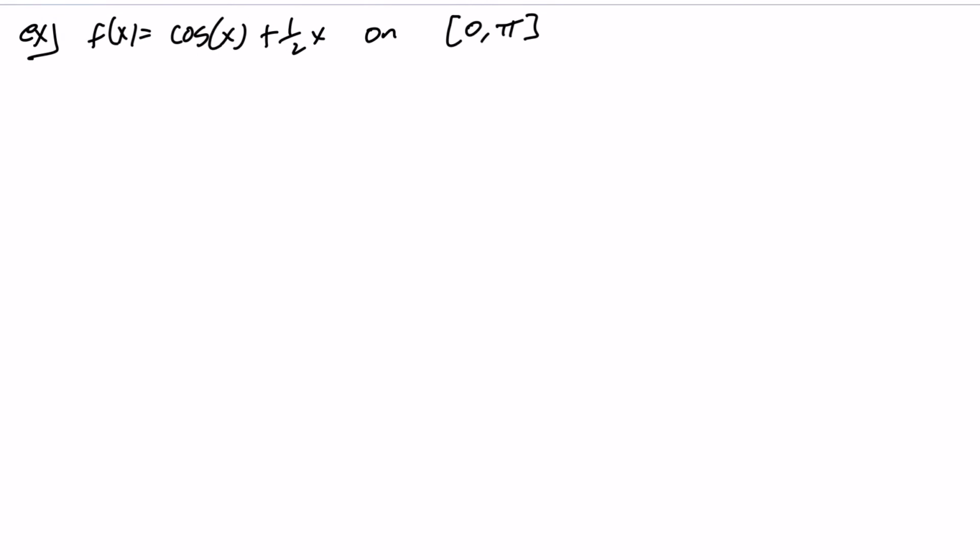Let's do an example with some trigonometry, shall we? So here we have the function cosine of x plus 1/2 x. And we're on the closed interval from 0 to pi. So now instead of dealing with the entire number line, we only care about things between 0 and pi. The same general idea still applies, but instead of looking at end behavior, like what happens as x goes to positive or negative infinity, we worry about the endpoints. So we figure out our endpoints.